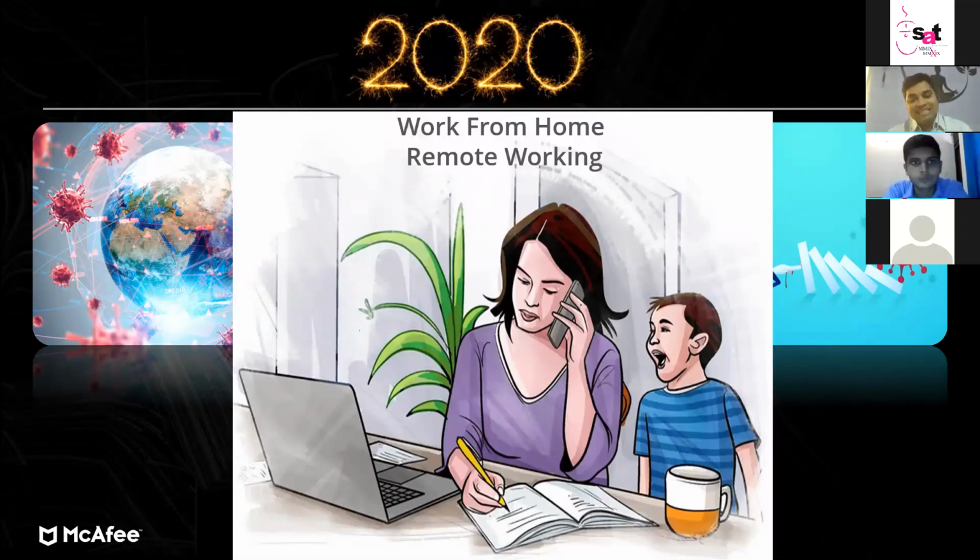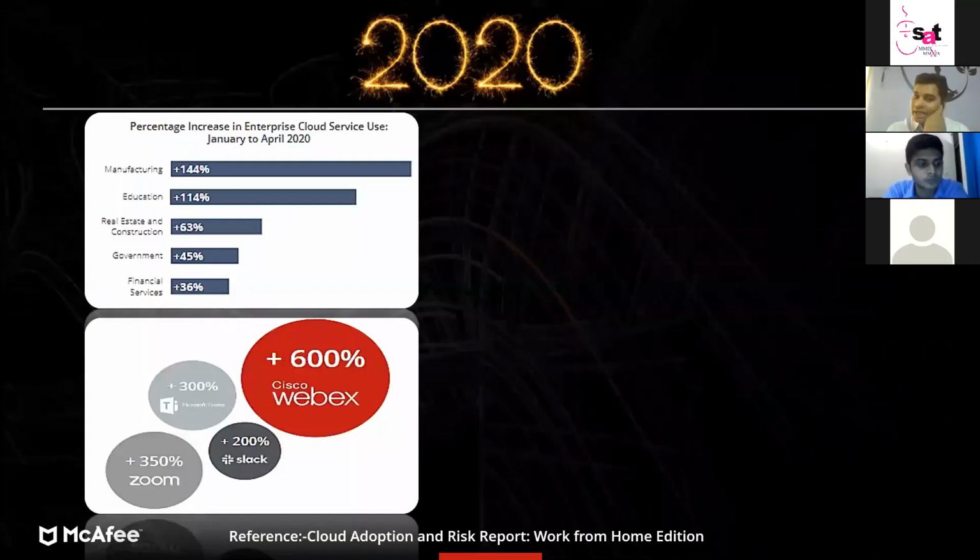Some of the statistics I will put across are taken from one of the reports we published last year, the cloud adoption and risk report, work from home edition. This is available on the McAfee portal as well. If you're interested, you can always have a look at that. Some statistics: manufacturing has moved a lot of applications and a lot of their work into the cloud. Education, real estate, government, and financial services as well, right? With regards to collaboration, because we are all working from home, and it's going to continue. It's not going to stop.